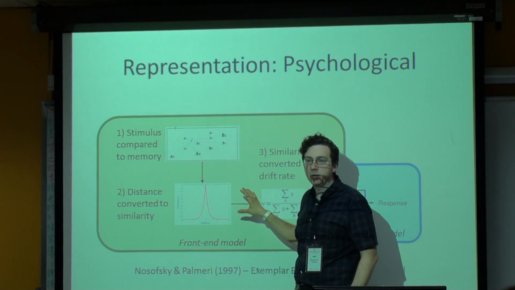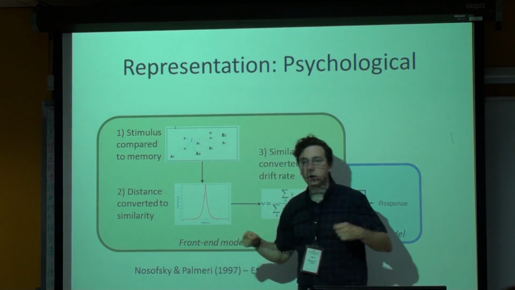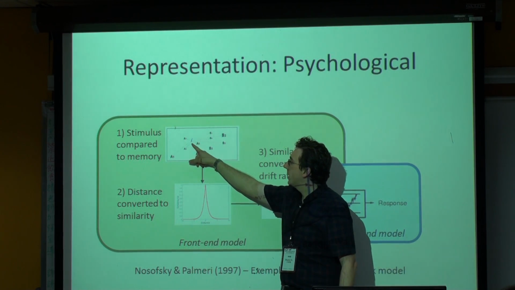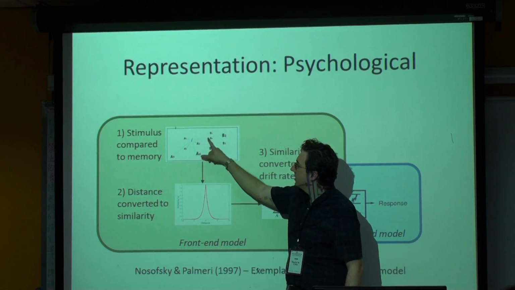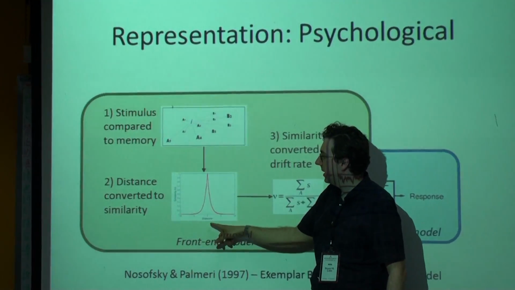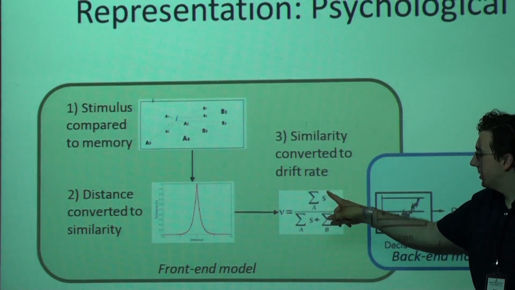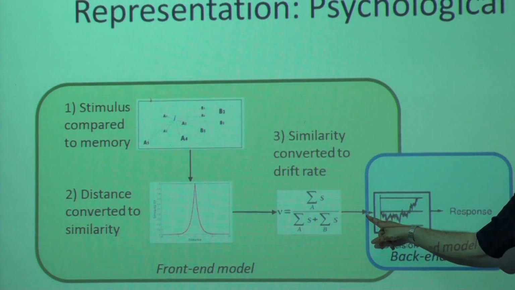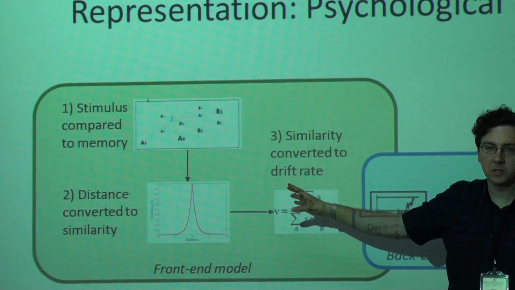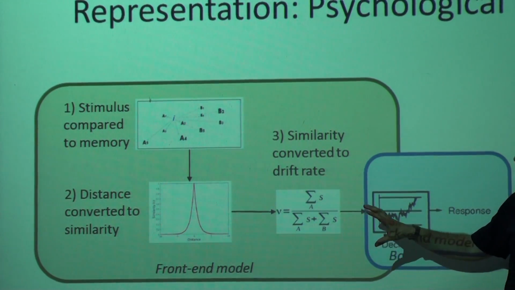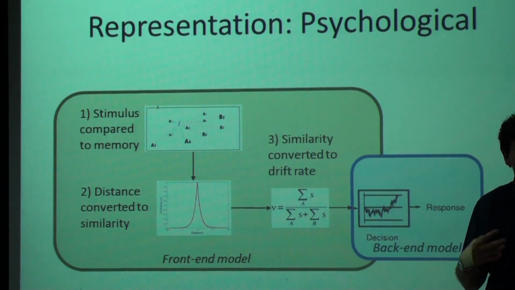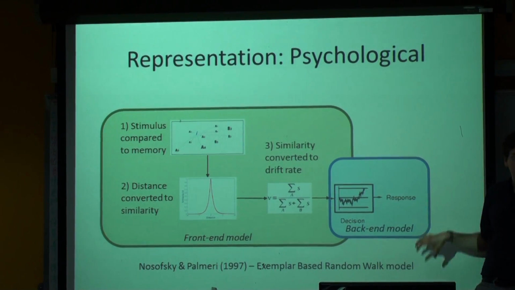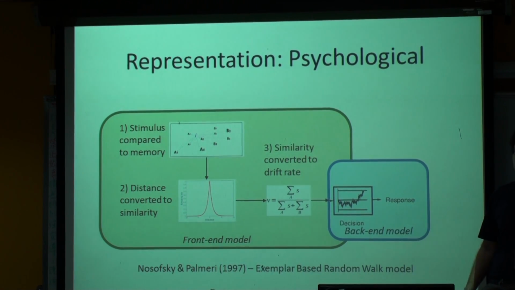In an exemplar model, the way in which the model works is it assumes that you store items in memory. Whenever you have a new color to categorize, you compare it based on its distance to everything in memory. You convert that to similarity. Then you take the ratio of the similarity to the category A's to the A's and the B's, and that determines your drift rate. So it's not important for you to know the details of all of this. I just want to get across the idea that there are models which consider this similarity-based component. In newer versions of the exemplar-based model, they actually take out the random walk model and put in something like the LBA instead.